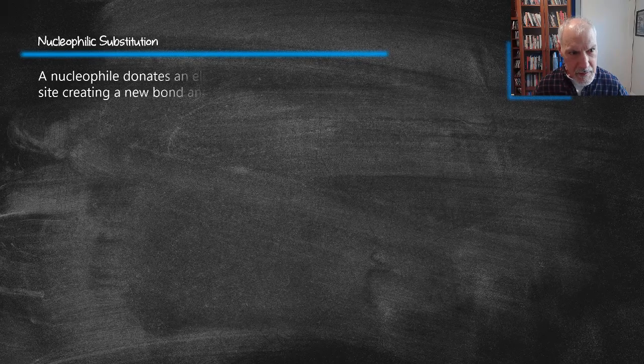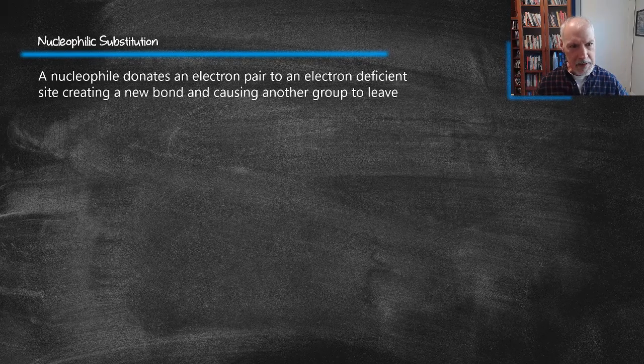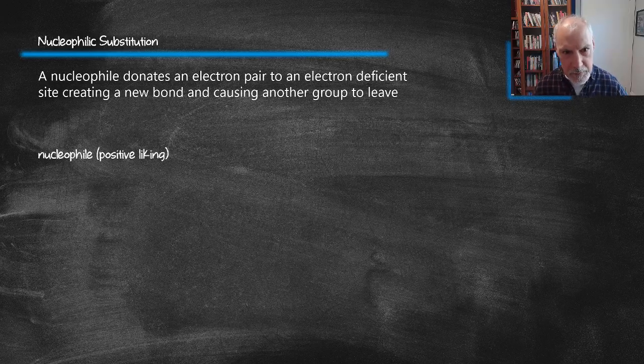Hi there. This is a descriptor of a nucleophilic substitution reaction. A nucleophile donates a pair of electrons to a deficient site on a molecule, creating a new bond and causing another group to leave. Let's break down this descriptor a bit. First of all, what's a nucleophile?